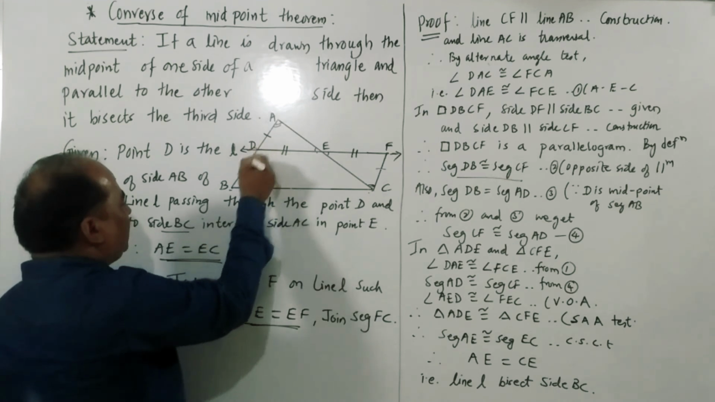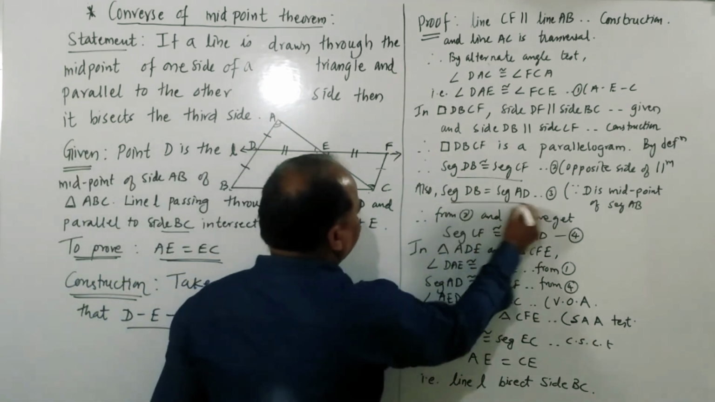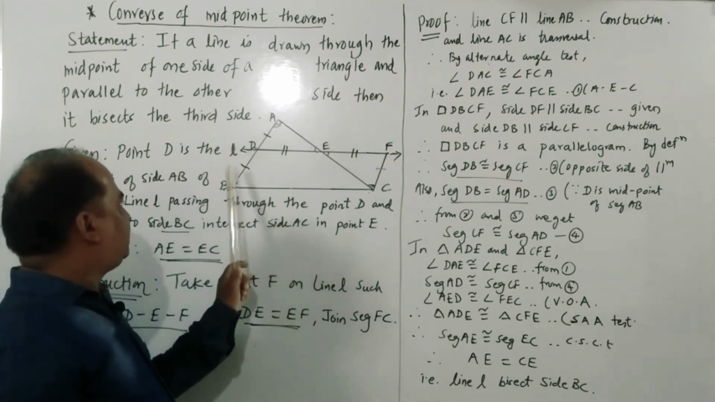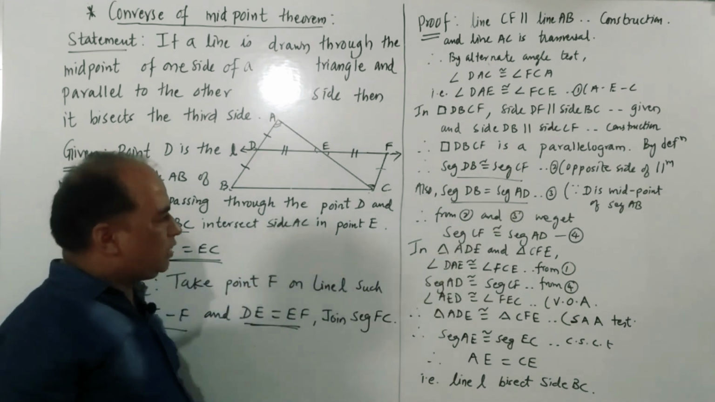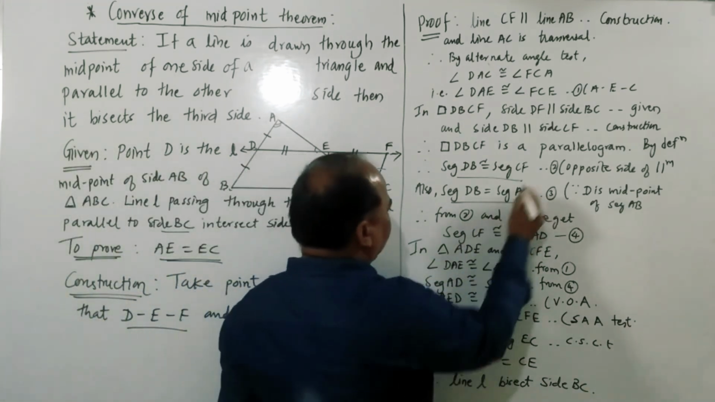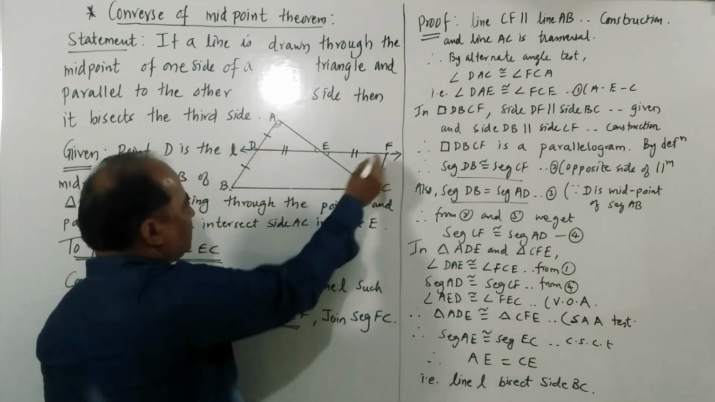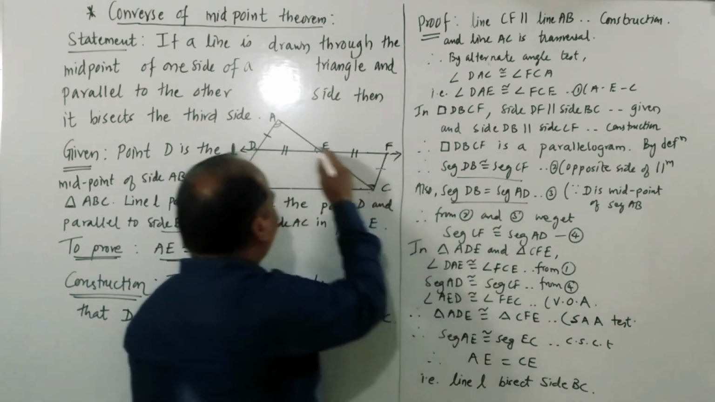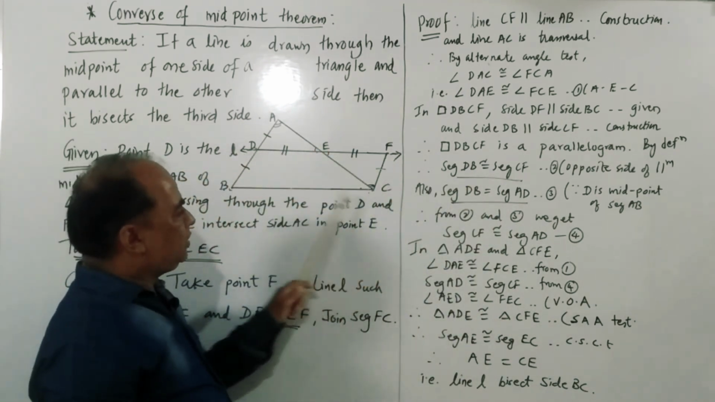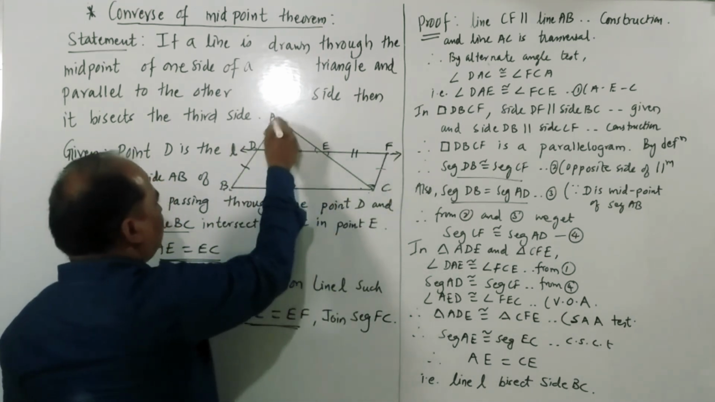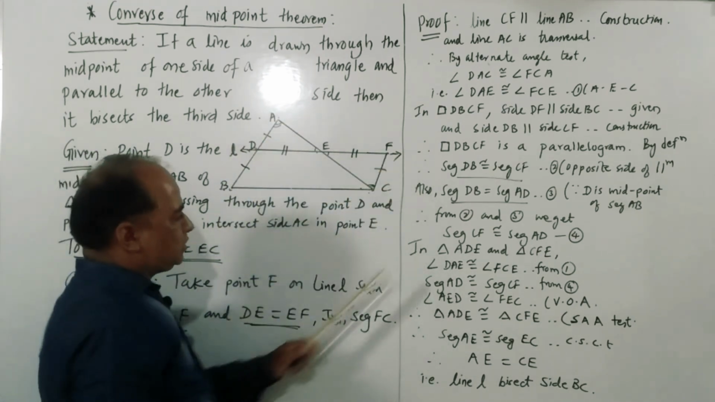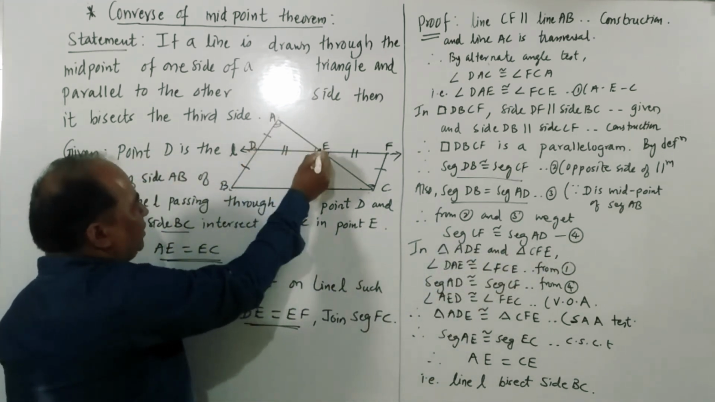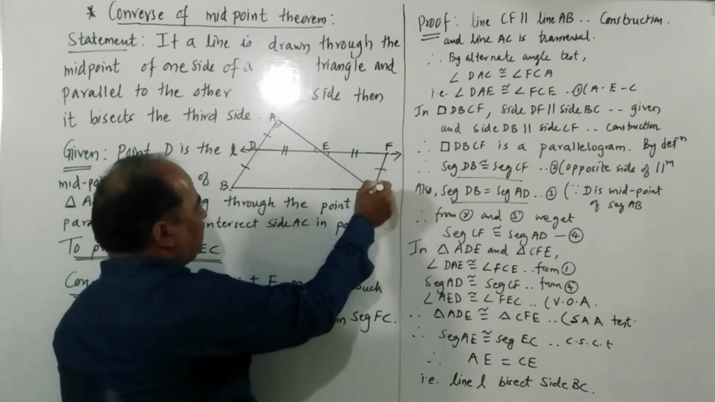Also, AD is equal to BD. This is given since D is the midpoint of AB, which means DB is equal to AD. That is statement number 3. So, from 2 and 3, DB is equal to CF and DB is also equal to AD, therefore CF is congruent to AD. Statement number 4.